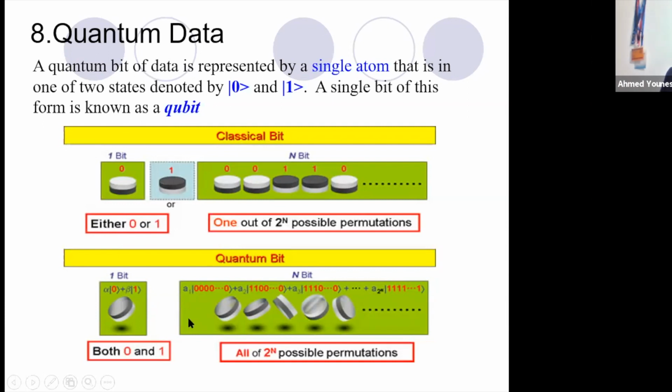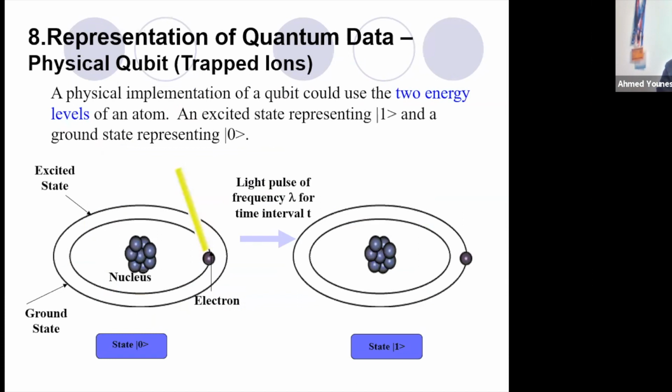How can we do this? Actually, there are many ways to make a qubit. One of them is the trapped ion experiment. The qubit is just an atom. The 0 is when an electron is in the ground state, and if we excite this electron with a light pulse to jump to the higher level, it is in the 1 state. So this is the 0 state, this is the 1 state. The interesting thing in quantum computing is what if we excite this electron not with the full energy it needs to jump to the higher energy state? What about if we use half the energy or a third of the energy?